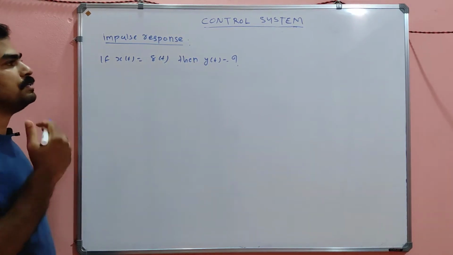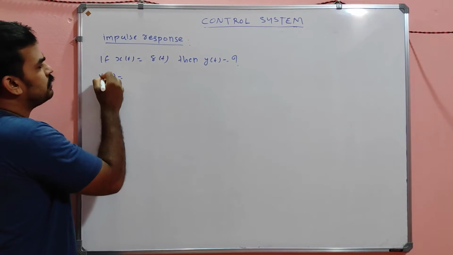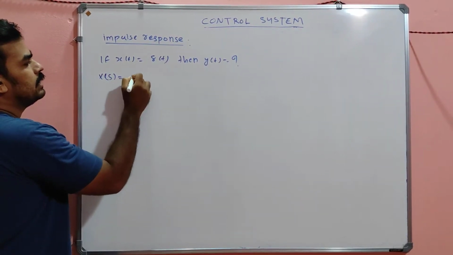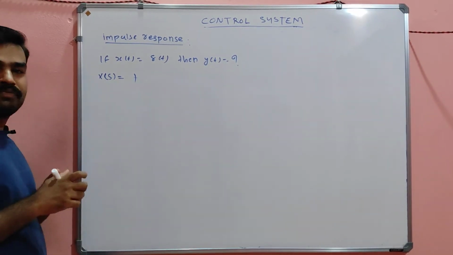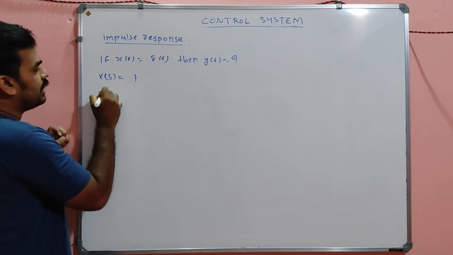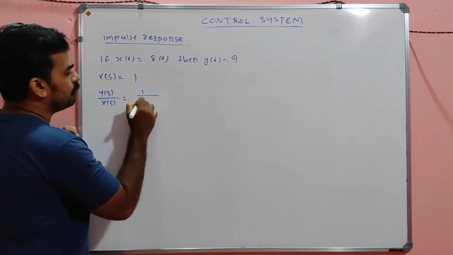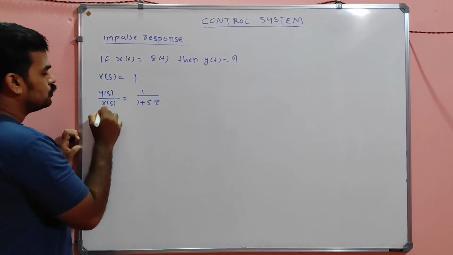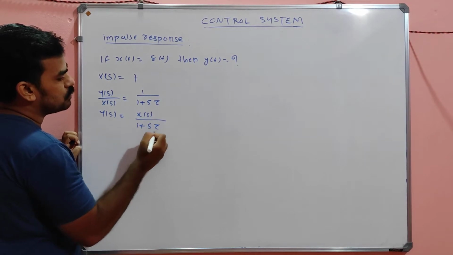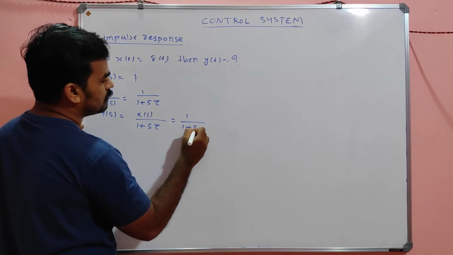So if x of t is equal to del of t, then what will y of t be? So what is x of s then? The Laplace transform of del of t is nothing but simply 1. So we have y of s by x of s equal to what, my dear? 1 divided by 1 plus sτ. Am I correct? So y of s will be equal to x of s divided by 1 plus sτ. x of s is nothing but 1, so 1 divided by 1 plus sτ.